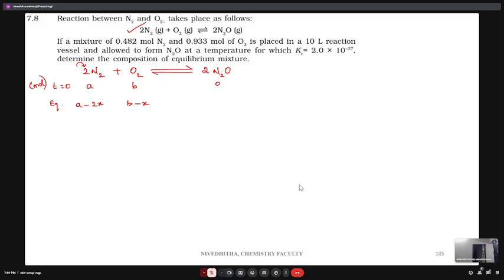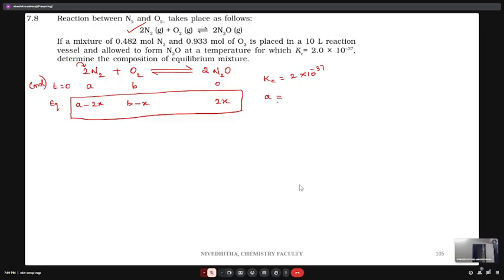What will be the number of moles of nitrous oxide? Yes, it is 2x. Now they're asking us to find the equilibrium composition, so we have to find all the three values. The data given is Kc, which is 2 into 10 power minus 37.